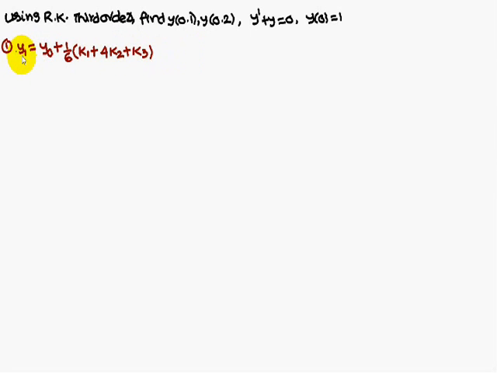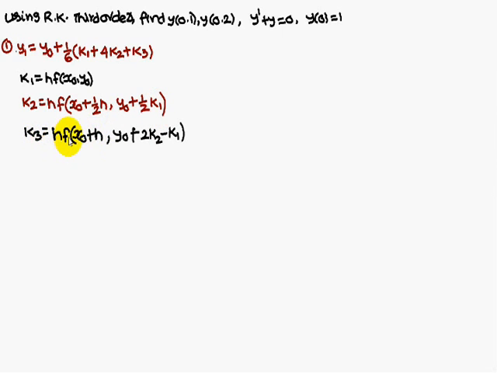Okay, so for the third order formula, y1 is equal to y0 plus 1 by 6 of (k1 plus 4 times k2 plus k3), where k1 is equal to h into f of (x0, y0), k2 is h into f of (x0 plus half h, y0 plus half k1). Similarly, k3 is f of (x0 plus h, y0 plus 2 times k2 minus k1). These are the k1, k2, k3 formulas.